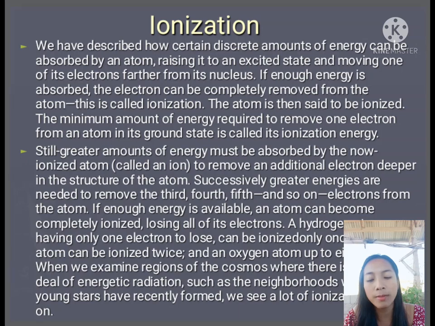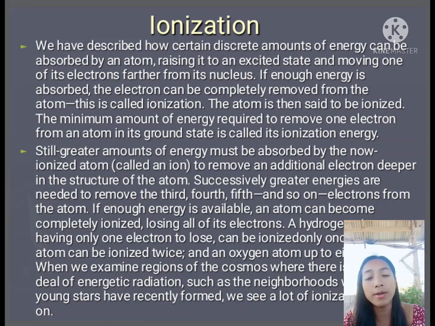So a helium atom can be ionized twice, since helium has two electrons. And an oxygen atom up to 8 times, because of the eight electrons present in oxygen. When we examine regions of the cosmos where there is a greater deal of energetic radiation, such as the neighborhoods where hot young stars have recently formed, we see a lot of ionization going on.